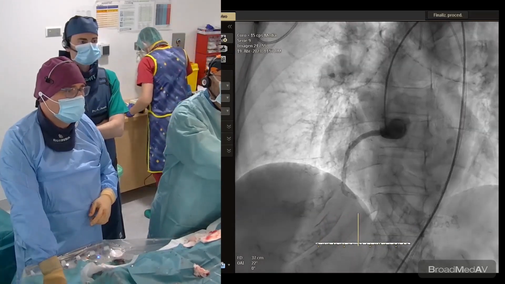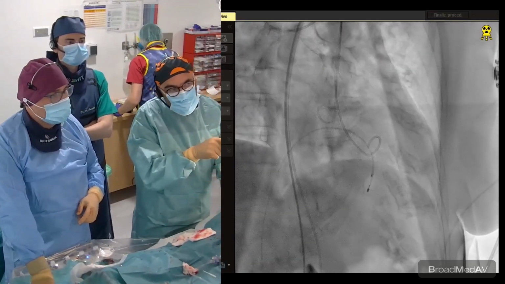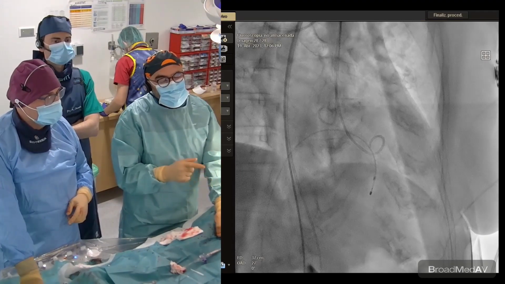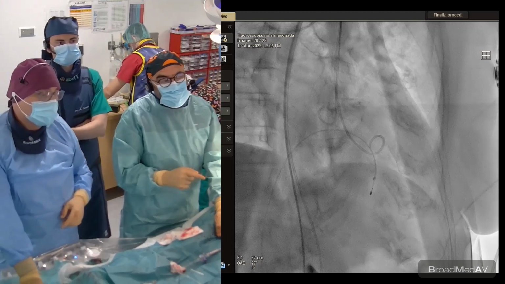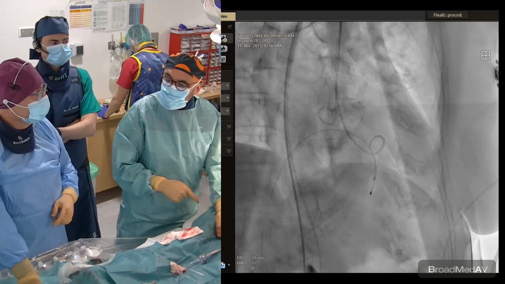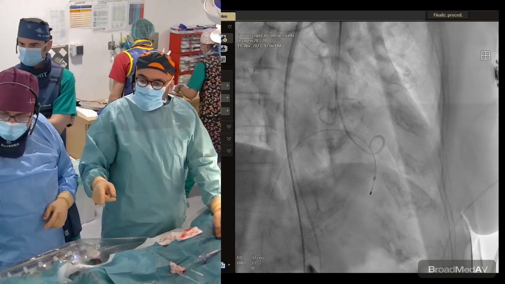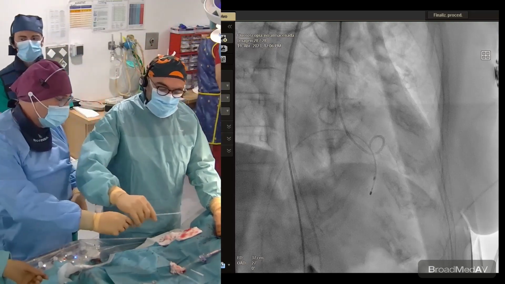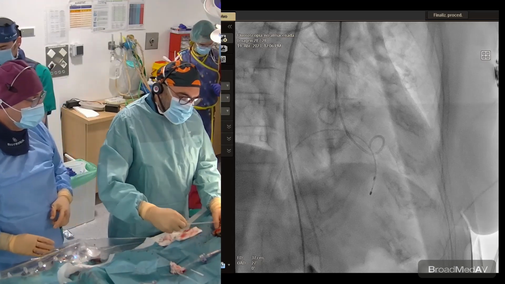What we have done is we have crossed with a Terumo wire to the left ventricle. We have interchanged with a 35 wire, and we are going now to use the Safari wire to support the balloon and the valve. This is a small Safari wire, as Guillermo Galeote says.